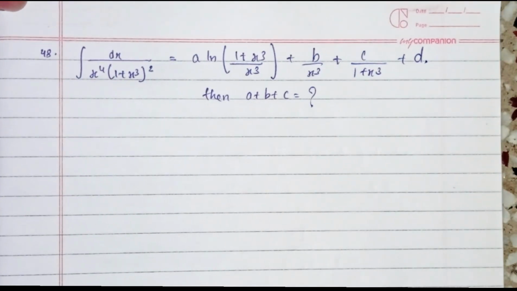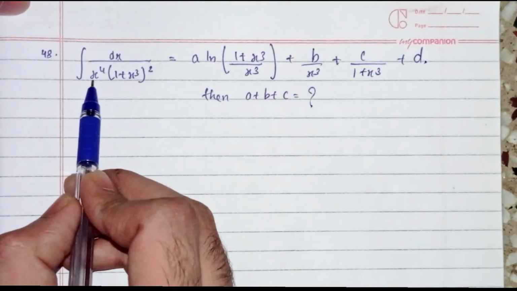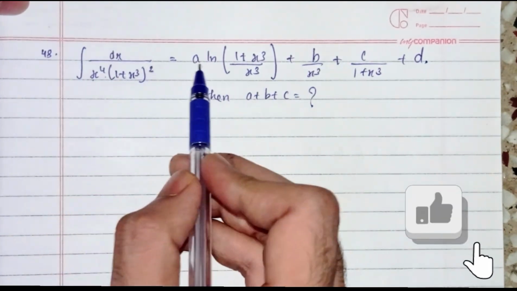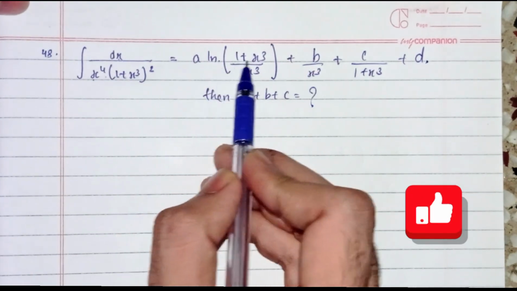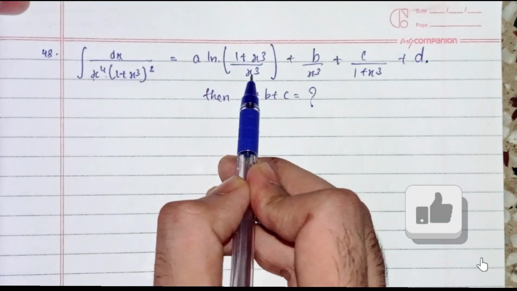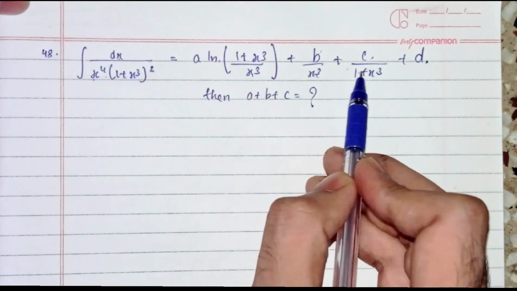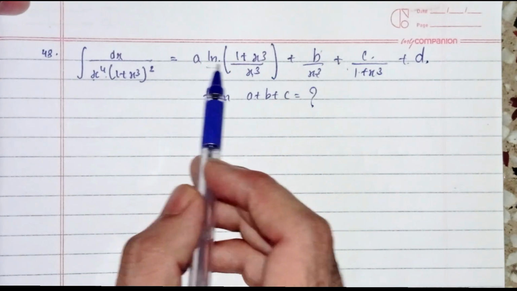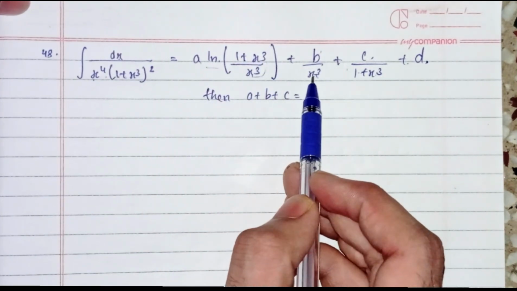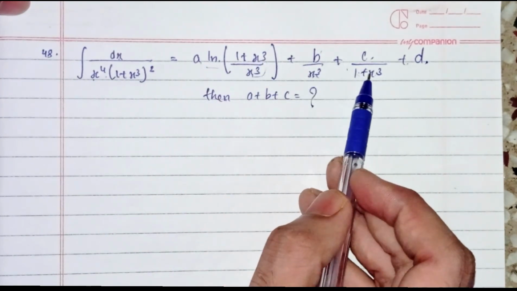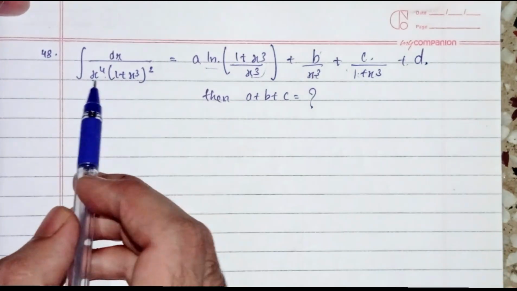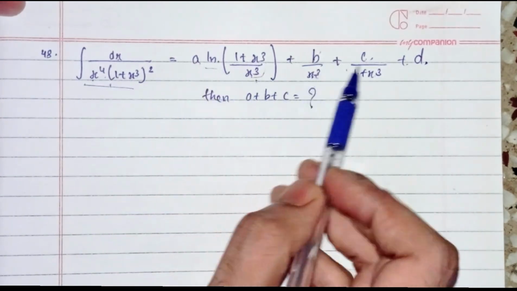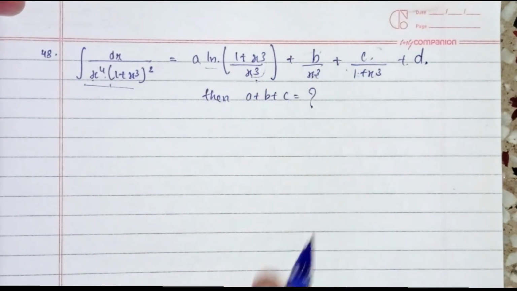So the question we have here is the integration of dx upon x to the power 4 times (1 plus x to the power 3 upon x to the power 3) whole to the power 2, equals a ln in bracket (1 plus x cube upon x cube) plus b upon x cube plus c upon (1 plus x cube) plus d. Then we need the value of the coefficients: a of ln, b of 1 upon x cube, c of 1 upon 1 plus x cube. So first of all we will solve this integration, and when we get it into this form, we will add these coefficients.